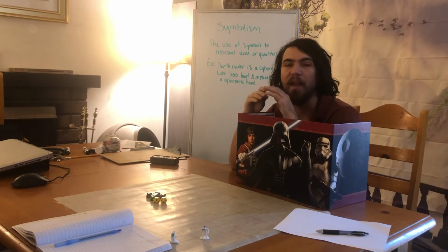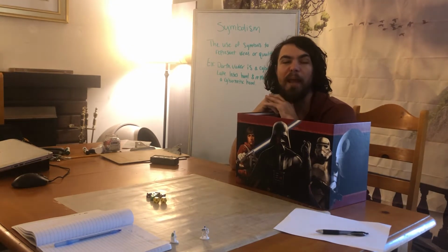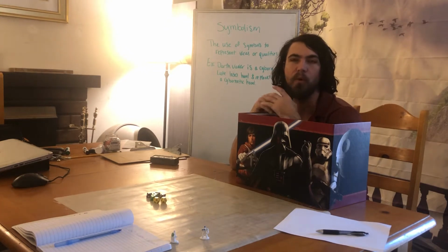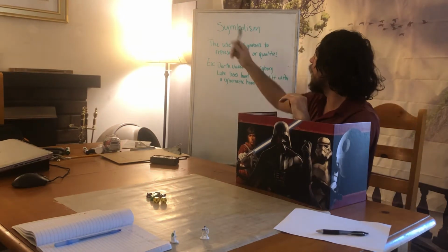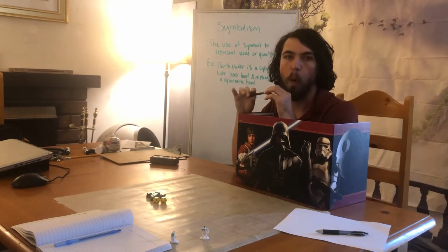But let's go ahead and jump right into it, shall we? Today we're going to be talking about symbolism and foreshadowing, and how they're always drawn into the same concept or the same idea in a story. So let's start with symbolism, shall we? The use of symbols to represent ideas or qualities.